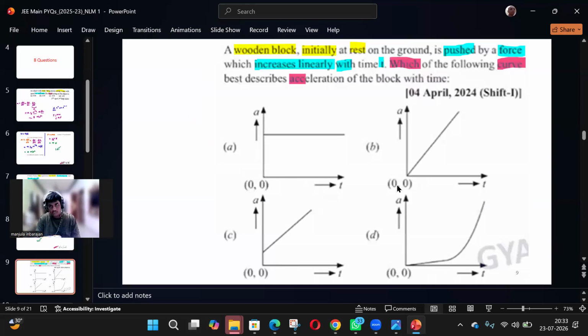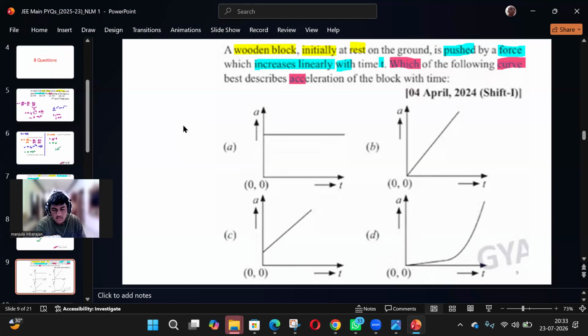This one is a wooden block pushed by a force that increases linearly with time t. Acceleration of the block with time. It's in the shape of a parabola. Is it option D? No, don't guess it. What they have given: F is proportional to t, right? So F equals some constant k into t. And acceleration is nothing but F by m.